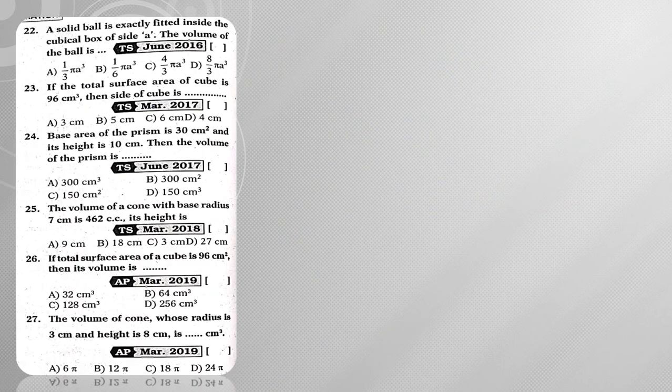Right, next moving on to question number 22. A solid ball is exactly fitted inside a cubical box of side length a. So there is a cube, and inside this cube a spherical ball, or a solid ball, is kept. So if the side length of the box is a, then from this what can I say?